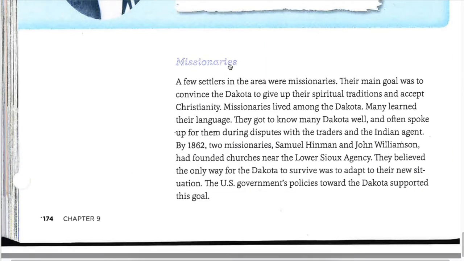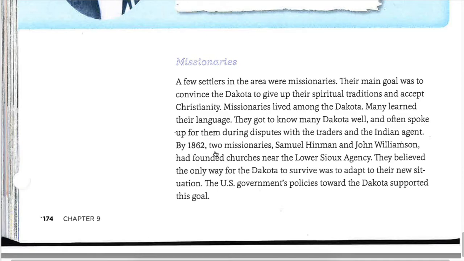Missionaries, our final stakeholder. A few settlers in the area were missionaries. Their goal was to convince the Dakota to give up their spiritual traditions and accept Christianity. Missionaries lived among the Dakota. Many learned their language. They got to know many Dakota well and often spoke up for them during disputes with traders and the Indian agent.